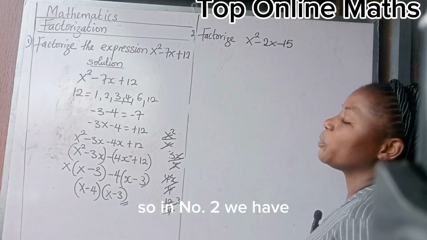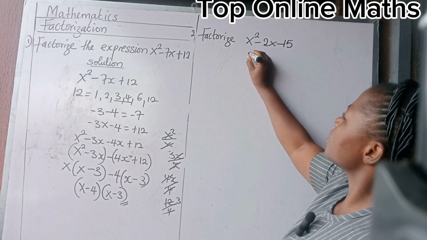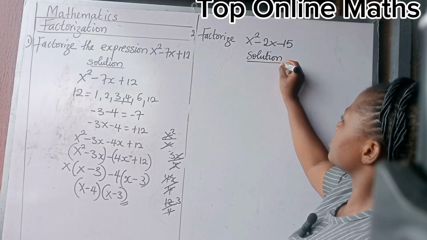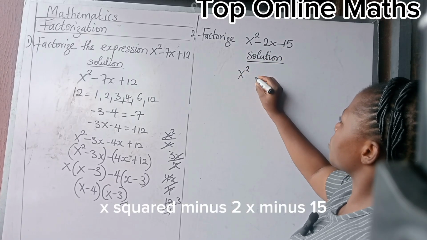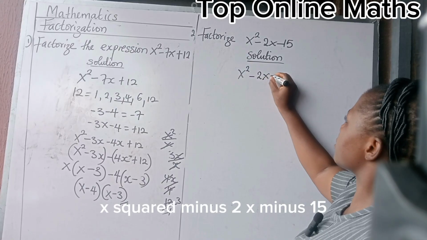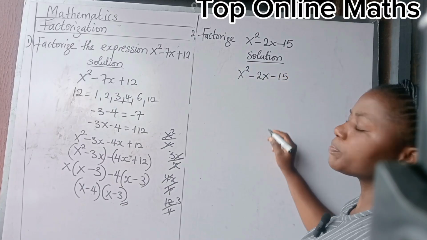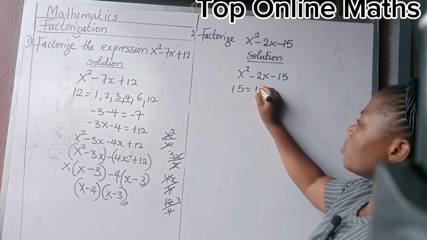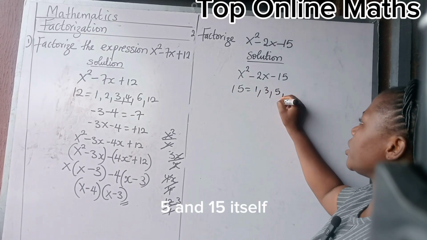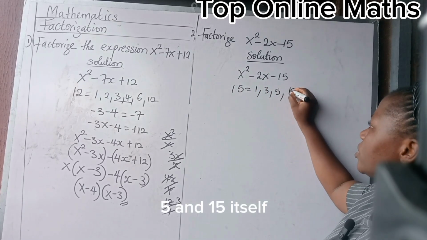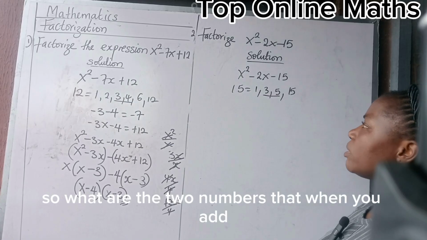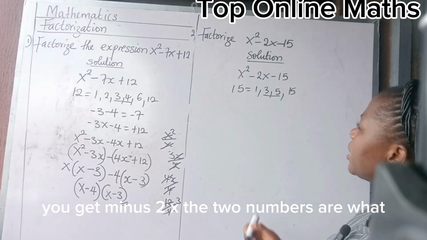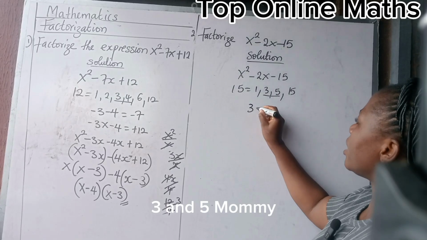So in number 2 we have, solution, x squared minus 2x minus 15. So what are the factors of 15? 1, 3, 5, and 15 itself. So what are the two numbers that when you add you get minus 2x? The two numbers are what? 3 and 5.